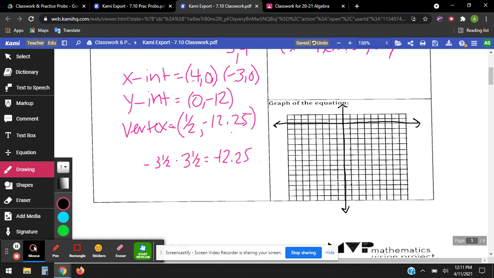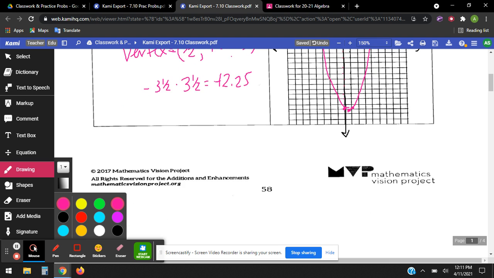Good deal. All right. So let's go ahead and go 4, 0 is an x-intercept. Negative 3, 0 is an x-intercept. My y-intercept is a negative 12. 1, 2, 3, 4, 5, 6, 7, 8, 9, 10, 11, 12. And I know that I got to go over a half and just a tiny bit more to get to my vertex right down there. And now I've got some points to work with. There we go. Number 1 done.